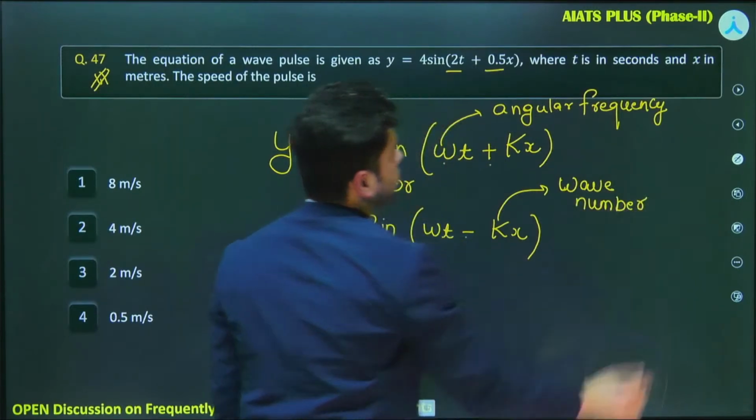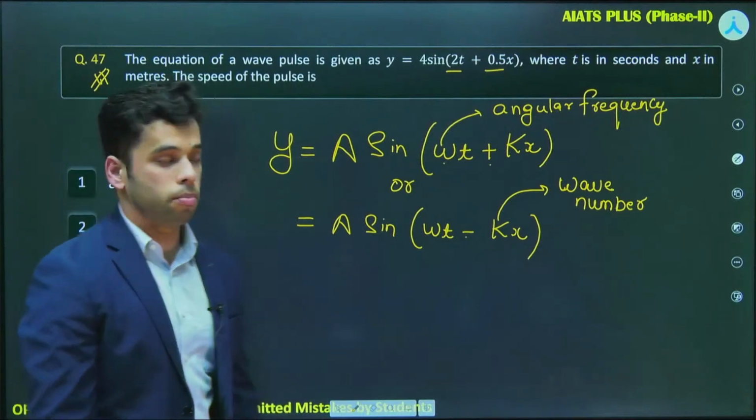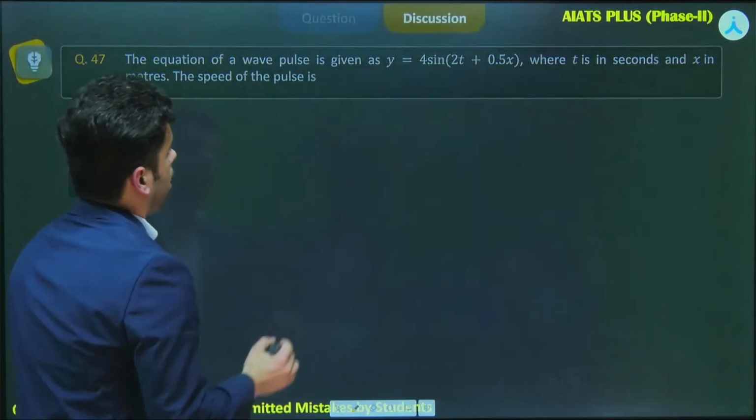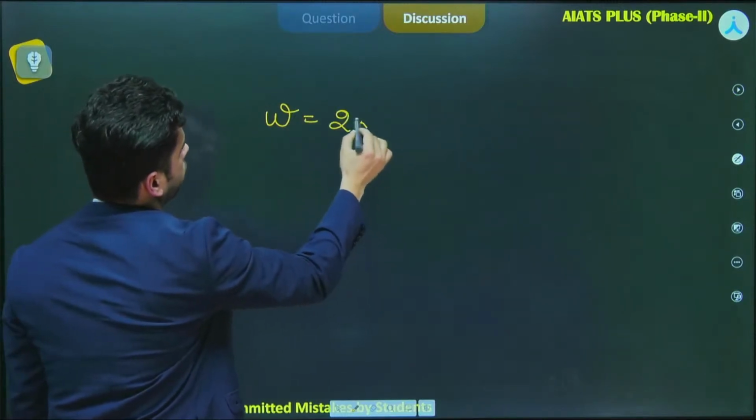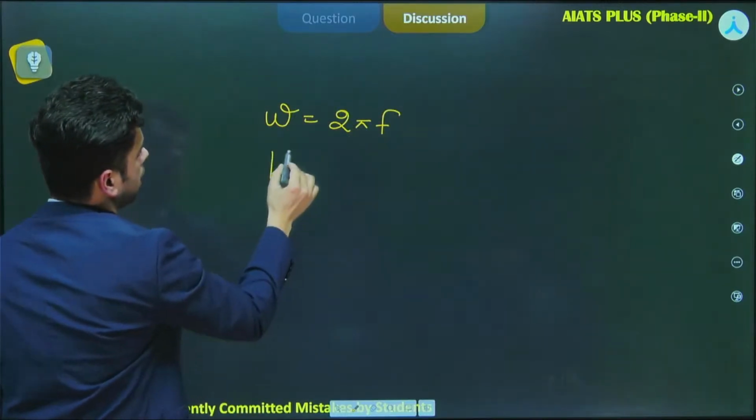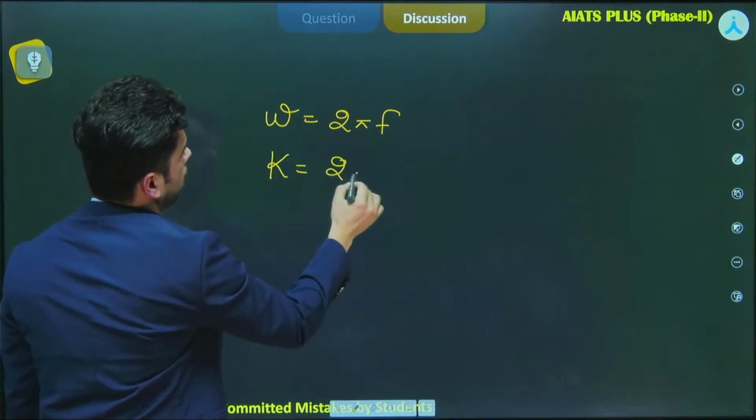I hope you are clear with both these terms, angular frequency and wave number. How do we define omega? Omega is equal to 2 pi f. And how do we define wave number? K is equal to 2 pi by lambda.